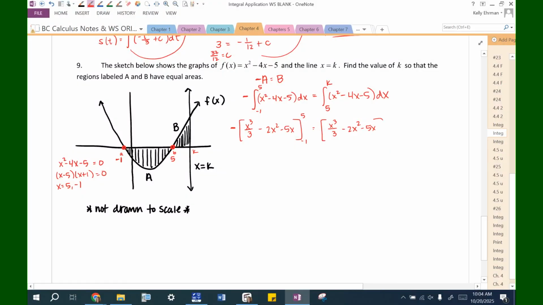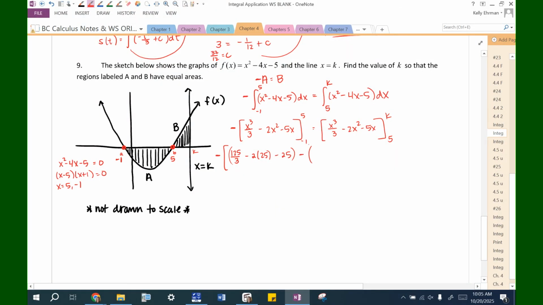And it goes from 5 to k. So let's just go ahead and start plugging stuff into this. So start with plugging in 5: 125 over 3 minus 2 times 25 minus 25. I'll figure out what that is later.